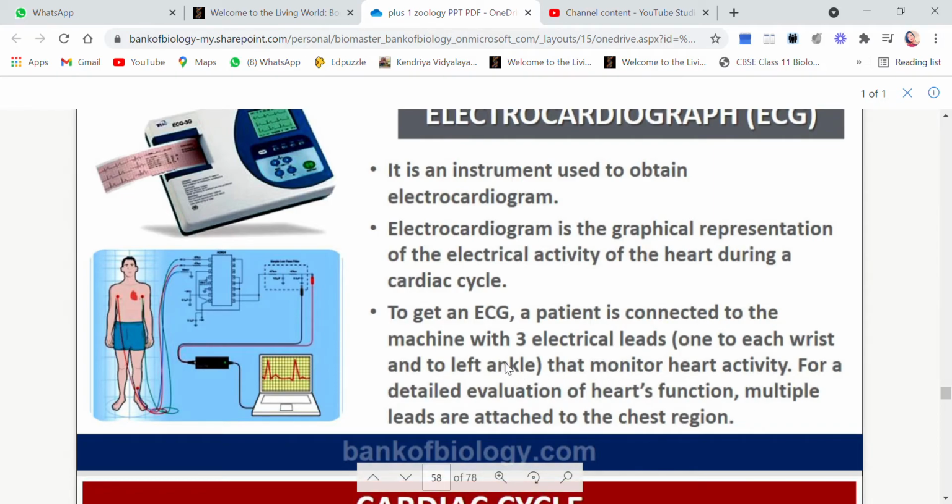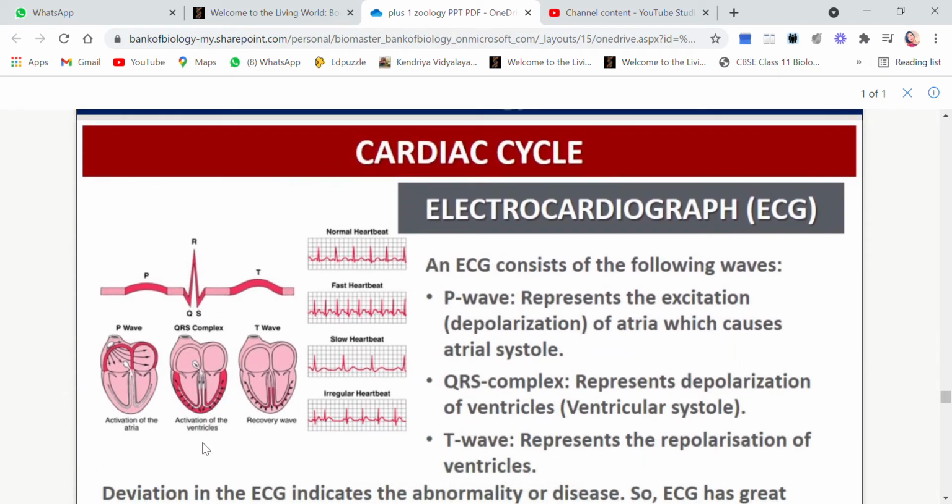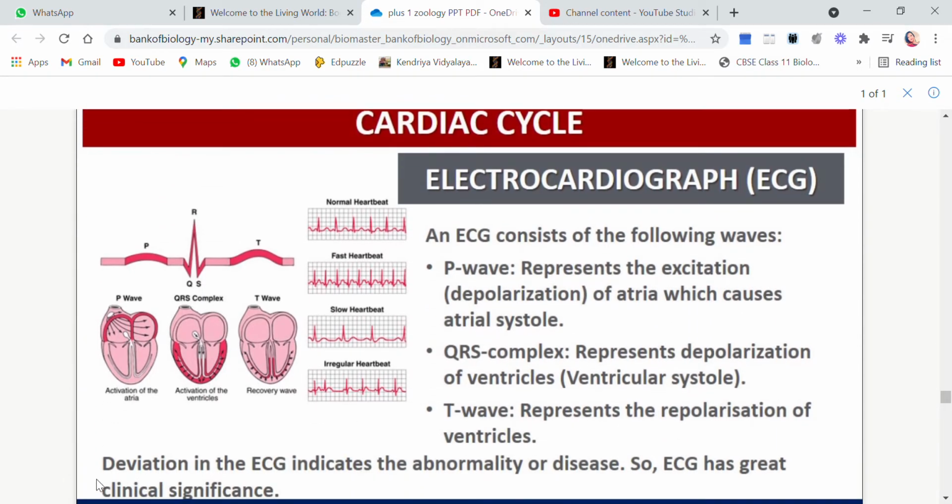These three electrical leads will monitor the heart activity. And if some detailed evaluation is to be done, multiple leads are also attached onto the chest region. But if a normal ECG is to be taken, basically only three electrical leads are connected. Then an ECG consists of the following waves.